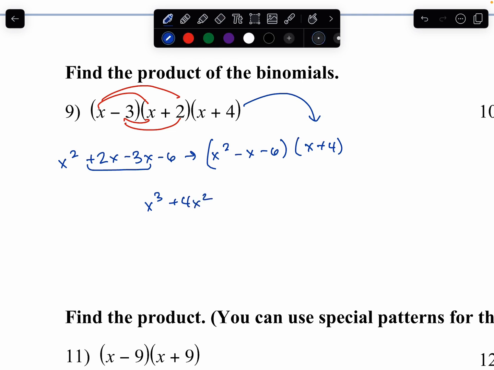Okay. Then I'm going to move to the middle term. So negative x times x is going to give me negative x squared. I'm going to stack these. Negative x squared. Negative x times positive 4 is going to be minus 4x. Okay. And then here I'm going to FOIL. So that's going to be negative 6x. Again, I'm just going to stack that. Then minus 24.